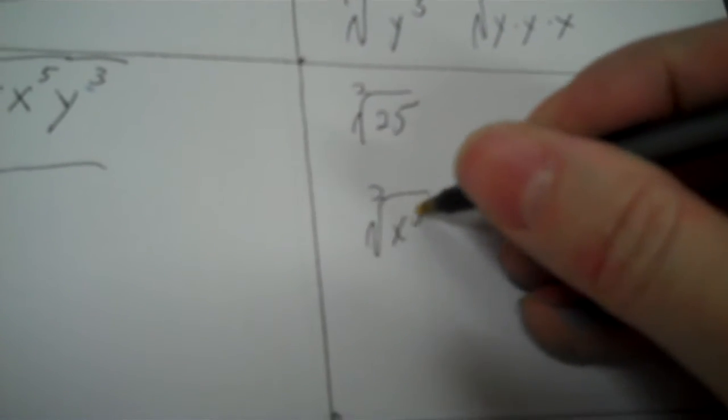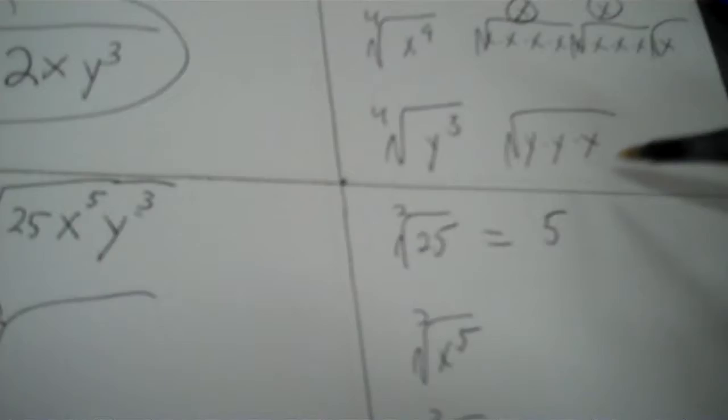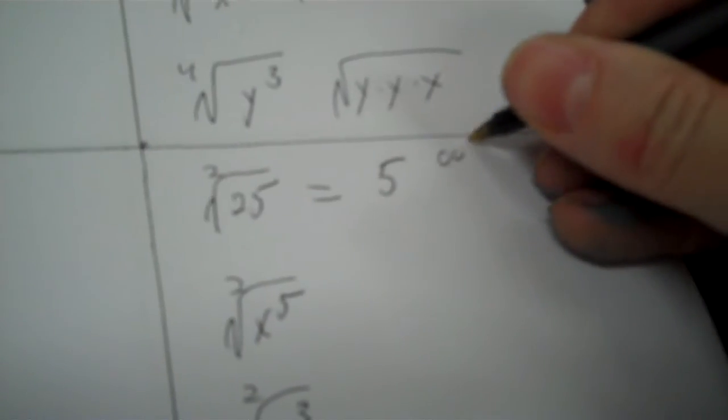Okay, number 2. Remember, that's a 2 if we don't have it. So I have the square root of 25, the square root of x to the 5th, and the square root of y to the 3rd. The square root of 25 is 5, okay? So I got a 5, and when that shows up, it goes outside. So 5 outside.